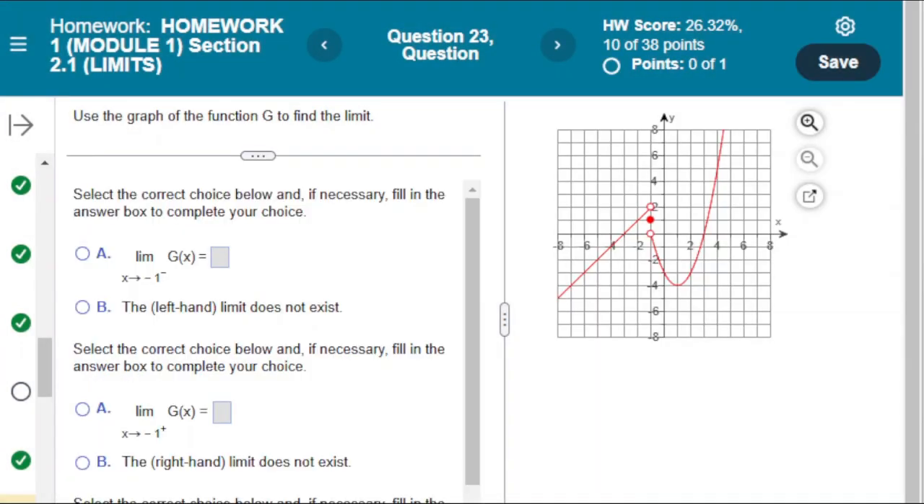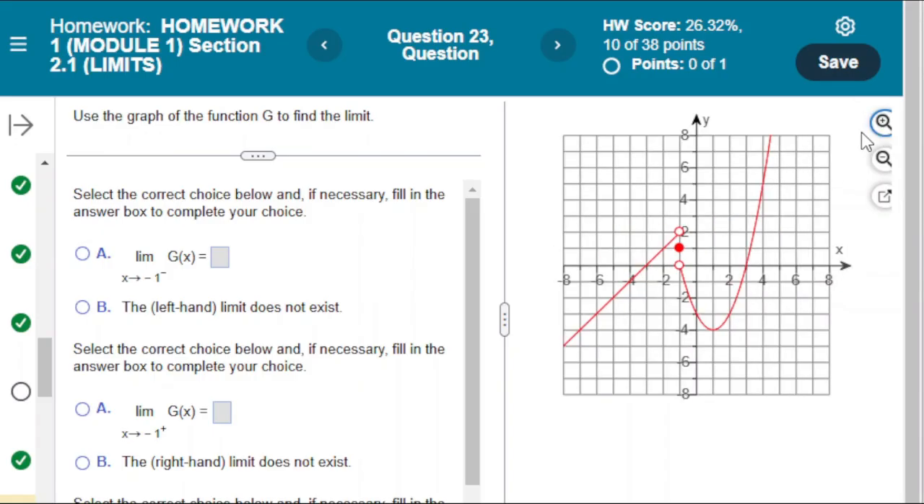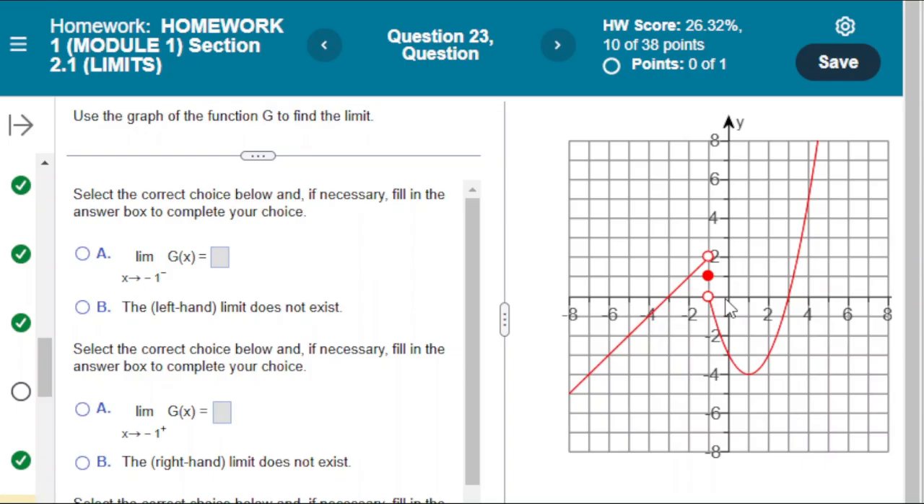Okay, now let's do the next one. Use the graph of the function g to find the limit. So we're being asked for what's the limit as x approaches -1 from the left and also -1 from the right. So if we go on our graph, here is the y-axis here. Here's 0. So -1 is right here. As we approach -1 from the left, if we take numbers a little to the left of -1, like -1.001, our outputs are going to be approaching 2 up here.